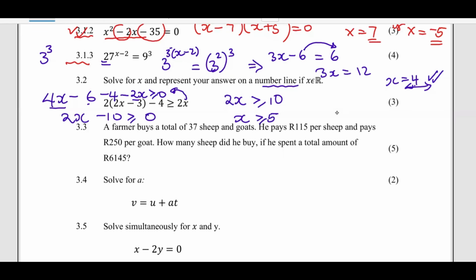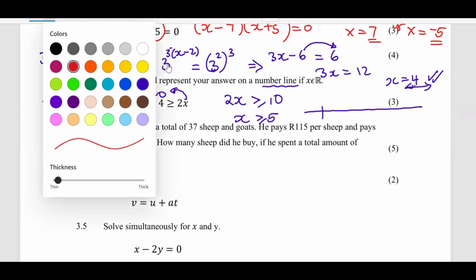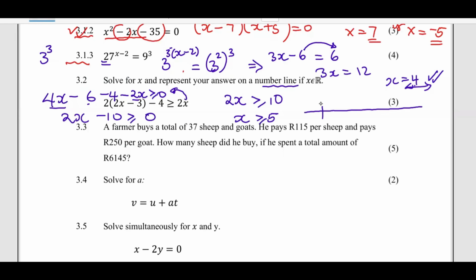But then there is the part of the number line. So with the number line, this is what happens. If you have an equal sign, then the dot needs to be closed. If there is no equal sign, the dot will be open. Now, since x is greater than or equal to 5, we're looking for all numbers that are bigger than 5, and those numbers are found to the right of 5. So we draw our arrow in that direction. So that is how we answer 3.2.